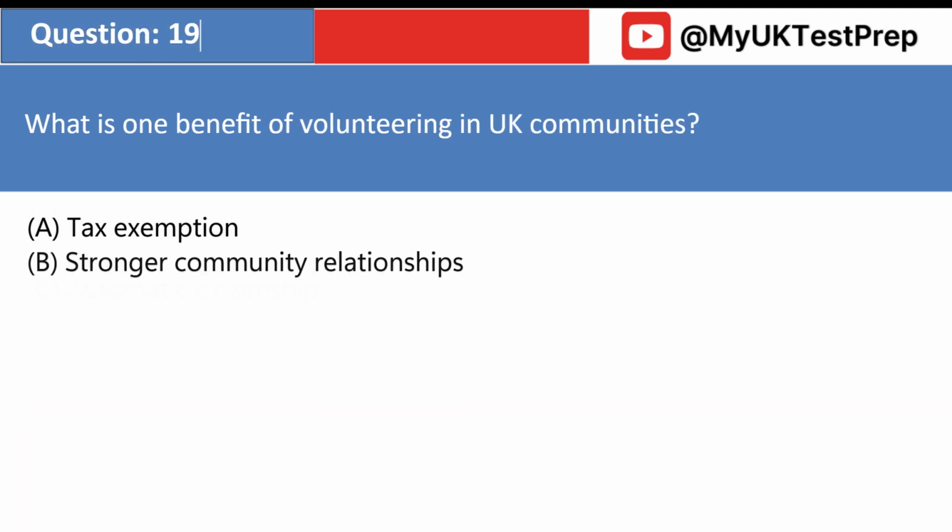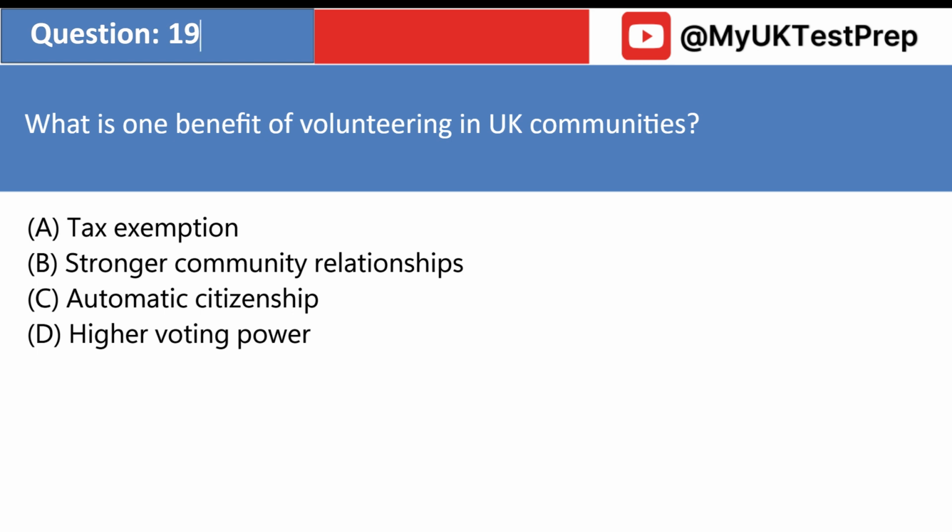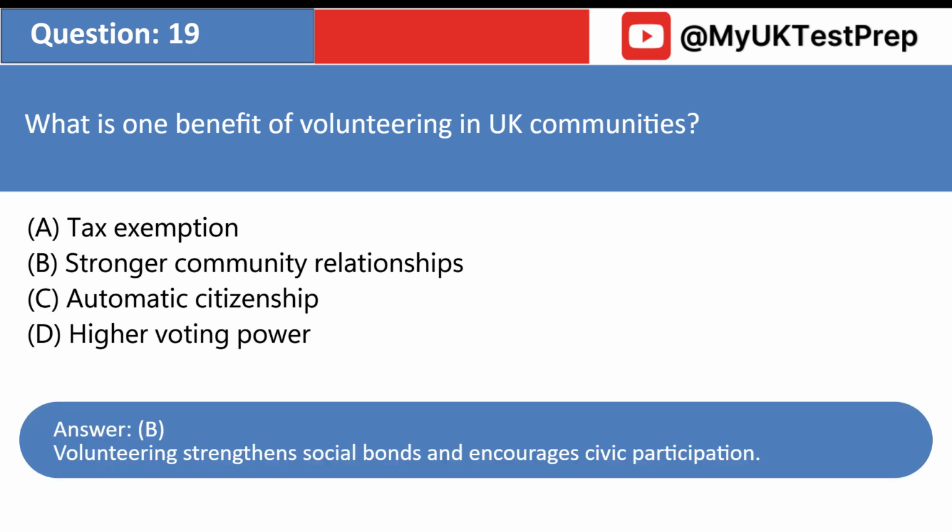What is one benefit of volunteering in UK communities? A. Tax exemption. B. Stronger community relationships. C. Automatic citizenship. D. Higher voting power. Answer: B. Volunteering strengthens social bonds and encourages civic participation.